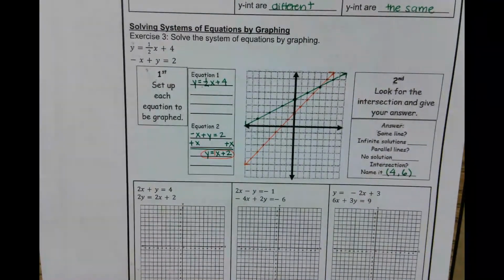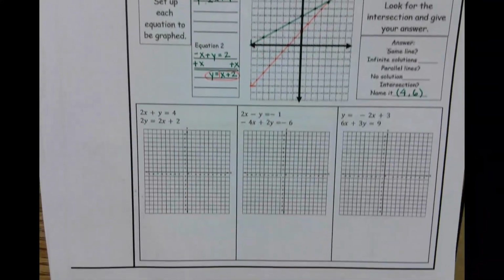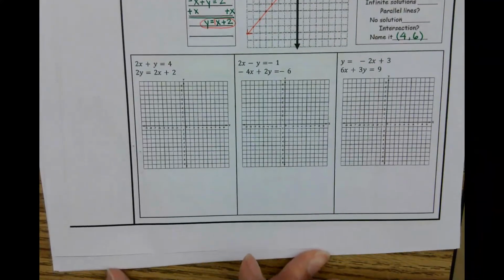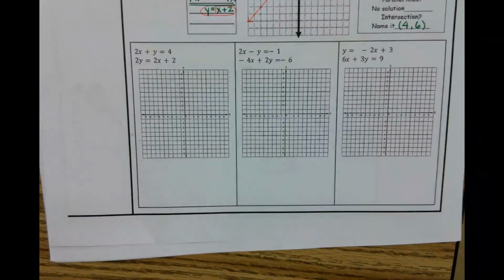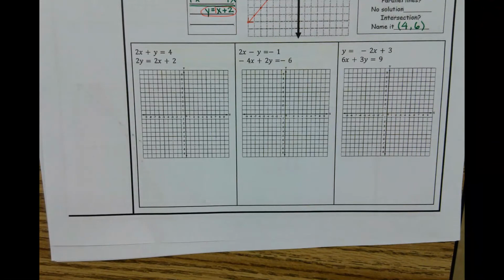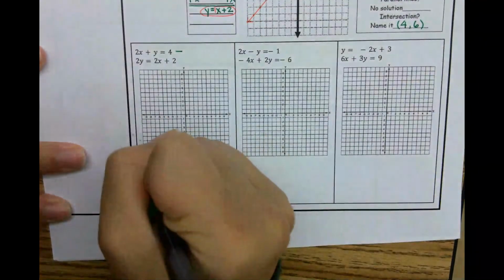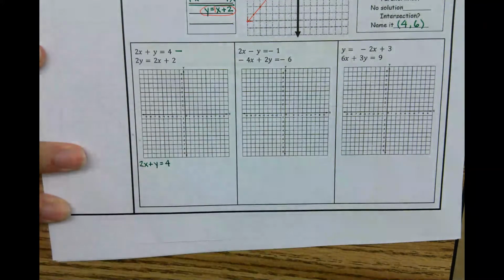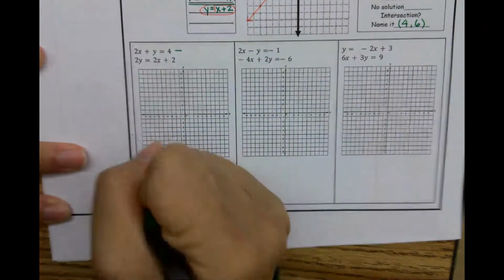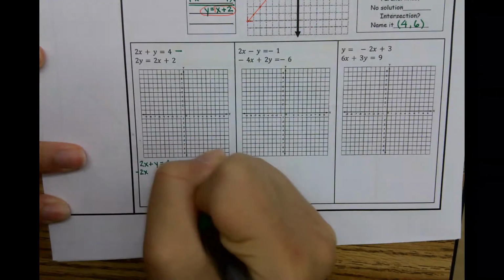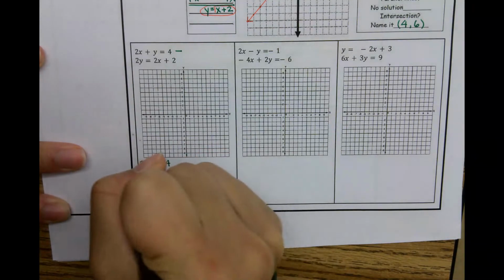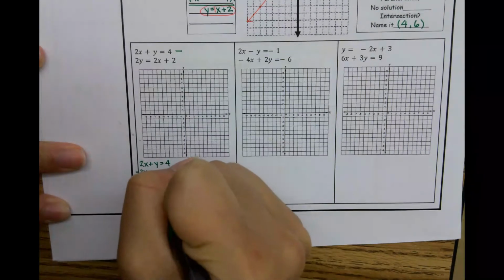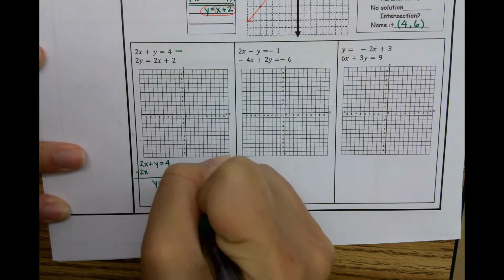Okay. I'm going to try a couple more here. Okay, so again, I'm going to change it into slope-intercept form. Okay, so I'm going to start with this one here. So 2x plus y equals 4. Since it's not in slope-intercept form, I'm going to change it by solving for y. So I'm going to subtract 2x. So I get y equals negative 2x plus 4. Okay.